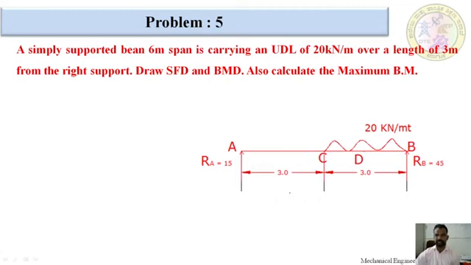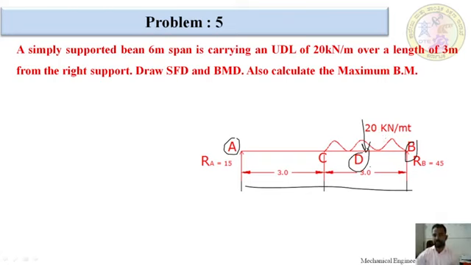Okay. This is the diagram. Right, 3 meter, and this total distance is 6 meter. And UDL of 20 kilonewton per meter. I am going to name the left support as A, the right support as B, and this one is the center point they have given. This point they have given because of maximum bending moment. Okay, that I will discuss in this problem only.